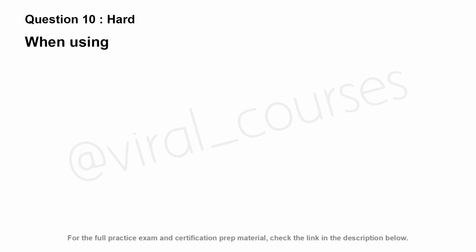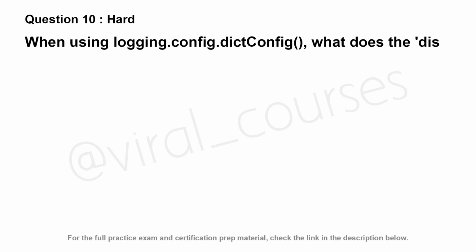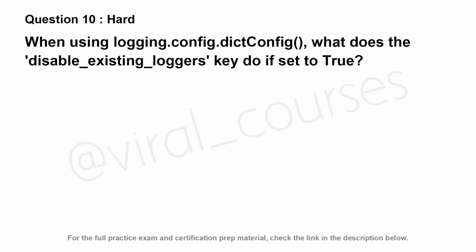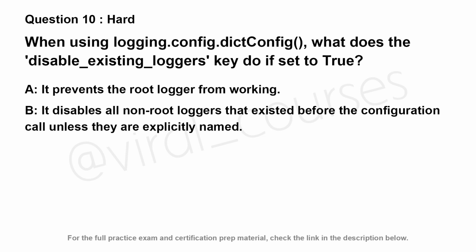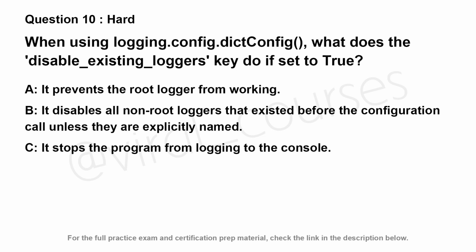When using logging.config.dictConfig, what does the disable_existing_loggers key do if set to true? Option A. It prevents the root logger from working. Option B. It disables all non-root loggers that existed before the configuration call unless they are explicitly named. Option C. It stops the program from logging to the console. Option D. It deletes all old log files on the disk.